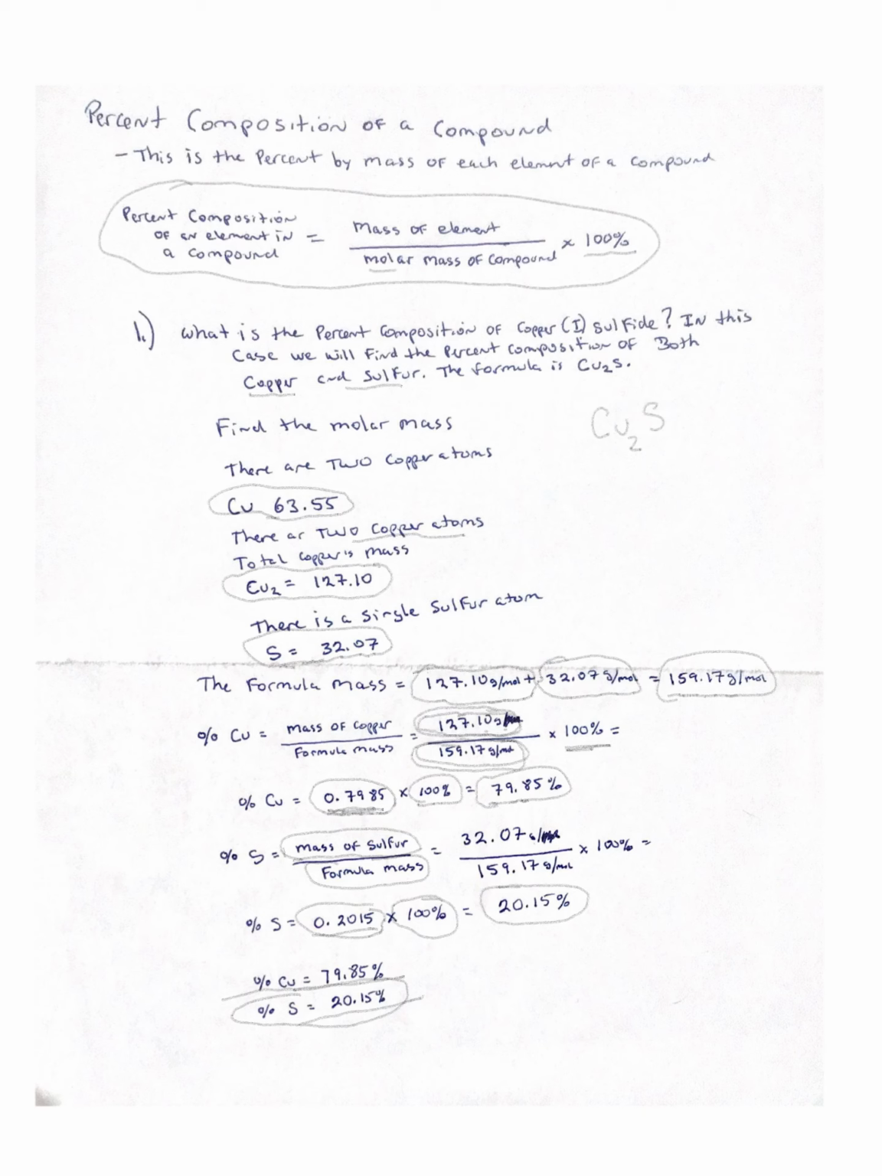So any sample, whether I have one molecule or I have 100 kilograms of copper sulfide, Cu2S, it's always going to be 79.85% copper and always 20.15% sulfur. Doesn't matter the size of the sample. Again, whether it's one molecule or 100 kilograms, it's going to be the same.